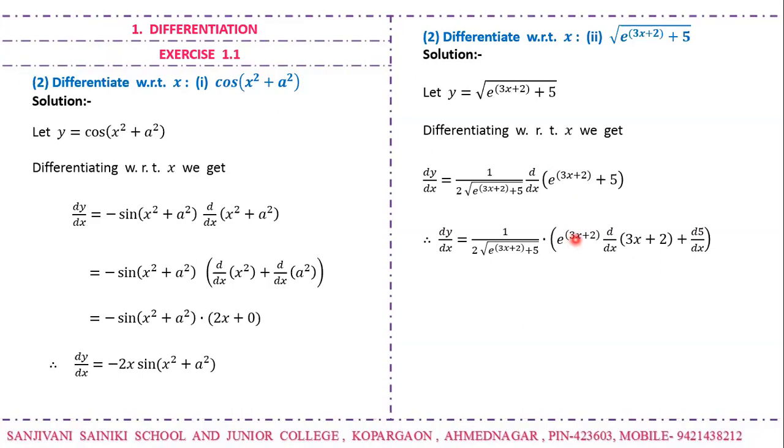So e raised to f of x into f dash of x means derivative of 3x plus 2 and derivative of this 5. But the derivative of 5 is 0 and derivative of 3x plus 2 is 3 into 1 plus 0, that means 3. So e raised to 3x plus 2 into 3 plus 0. So what you get? dy by dx is equal to 3 upon 2 into e raised to 3x plus 2 divided by square root of e raised to 3x plus 2 plus 5.